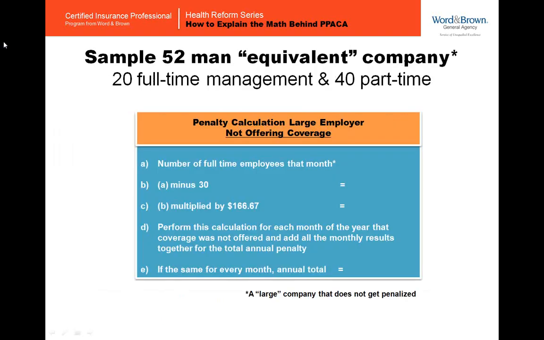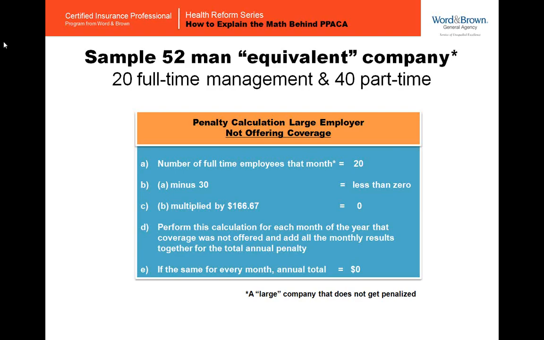Remember our 52-man equivalent company? That was the one that was a construction company, perhaps, or a group of McDonald's. Well, if that particular group didn't offer coverage, remember our definitions. Part-time and full-time make up the group size. Penalties are full-time and seasonal, not part-time. So even though he's a 52-man life group, how many full-time did he have? 20. He gets to subtract 30 as the minimum threshold, and he ends up with zero. So even though he's eligible for a penalty as a 52-man equivalent company, in actual fact, he doesn't get it at the moment.